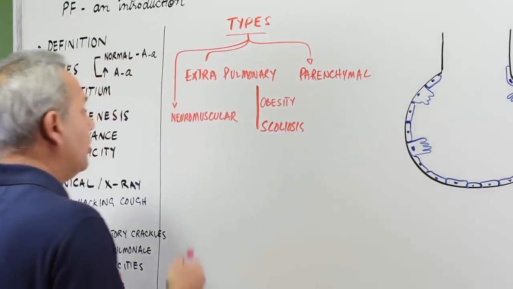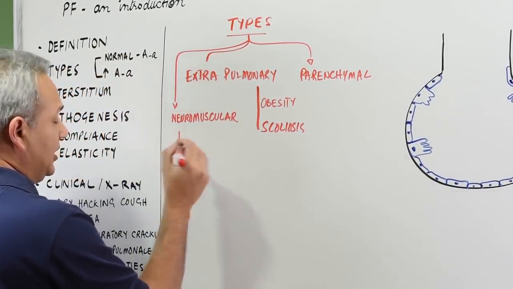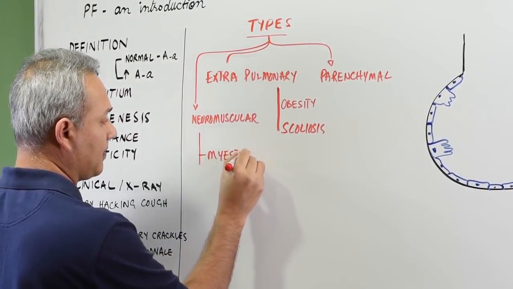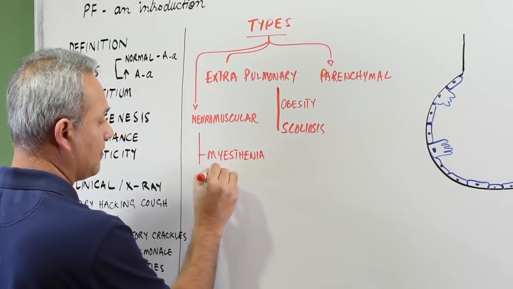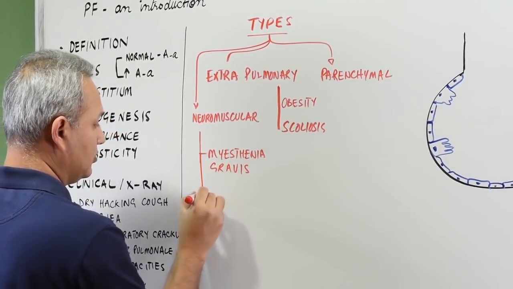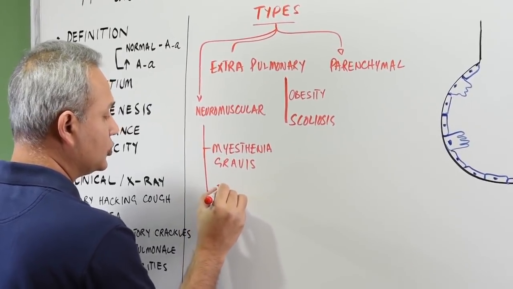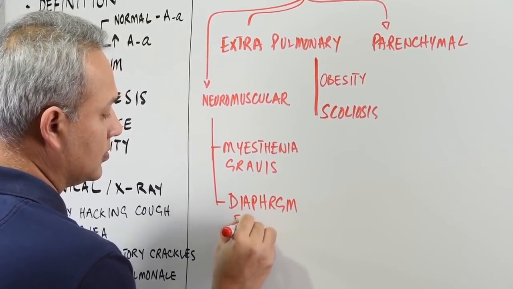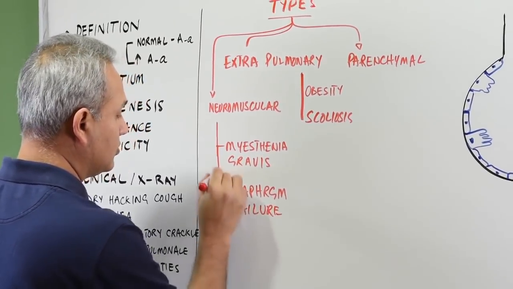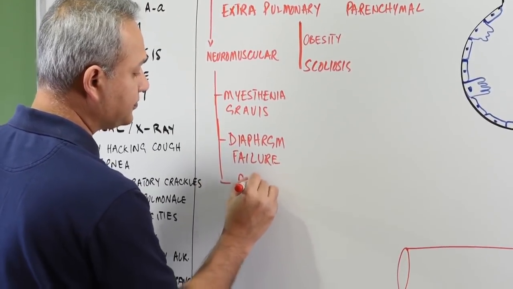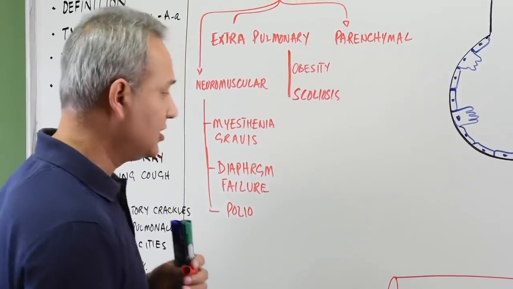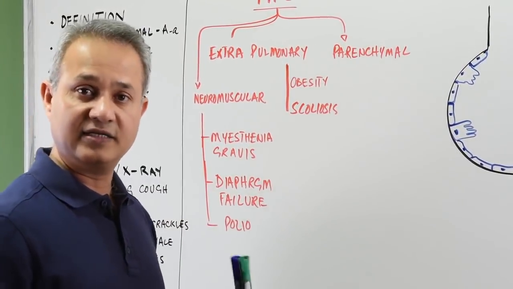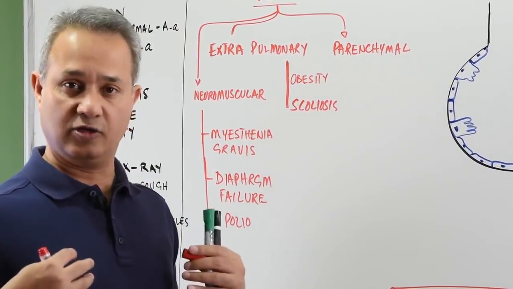On the neuromuscular side, there could be, for example, Myasthenia gravis. There can be a problem with the diaphragm. There can be polio, and so on. So neuromuscular: Myasthenia gravis, diaphragmatic failure, or poliomyelitis, and so on. These are the ones where the muscles are not working.